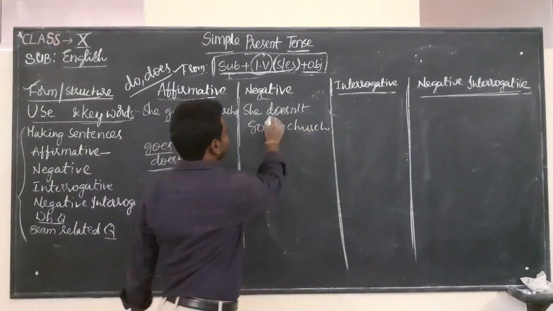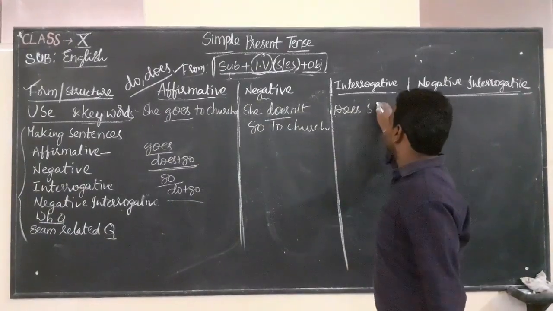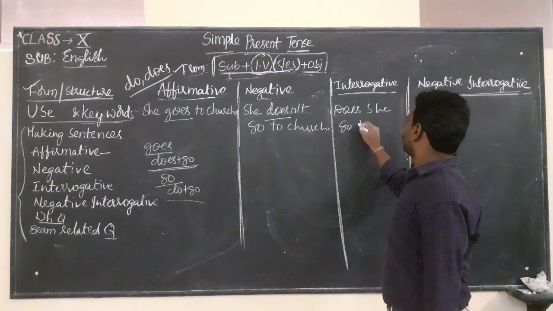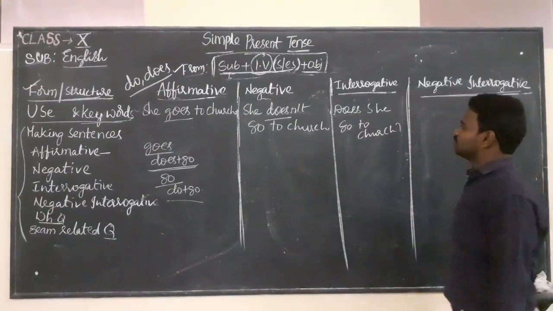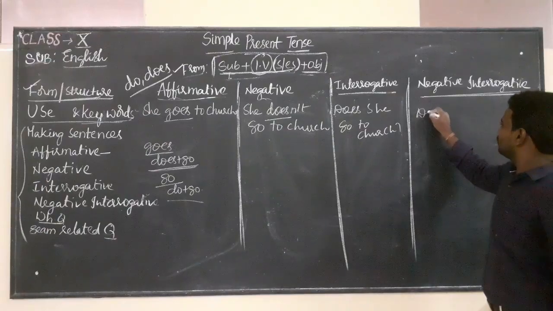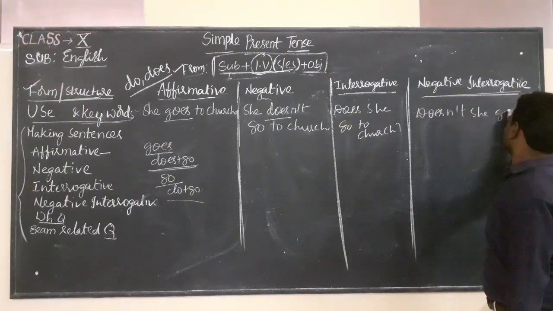Interrogative, how do we write? With the help of does, we can make the sentence. Does she go to church? Negative: doesn't she go to church?